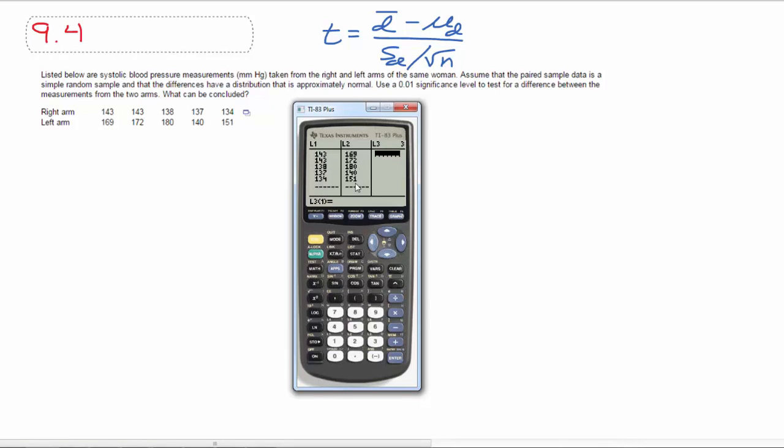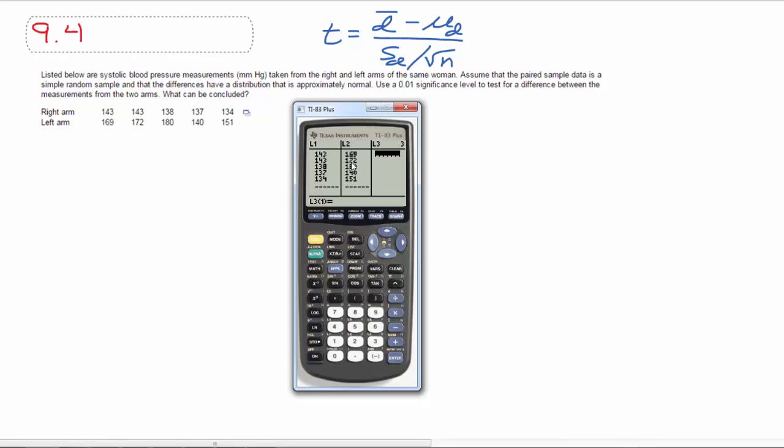It does not matter which one goes in list 1 and list 2, just as long as you keep them in order. And what I mean by in order is you're not putting them in smallest to biggest. You're putting them in the order in which they appear because they need to be matched up, right? 143 has to go with 169. The second 143 has to go with 172, and so on and so forth.